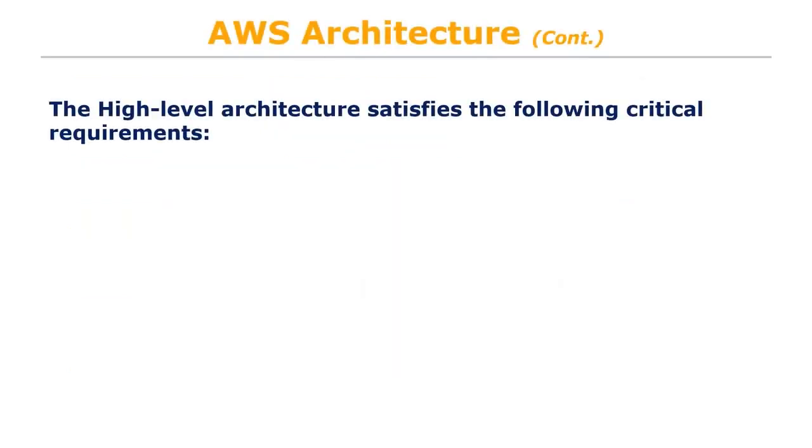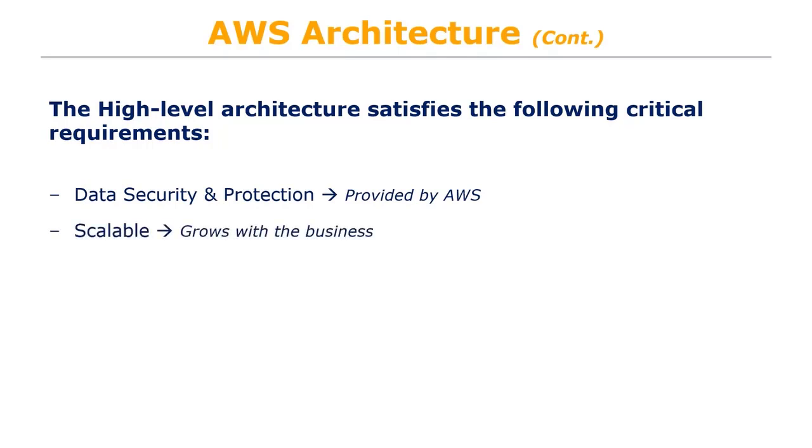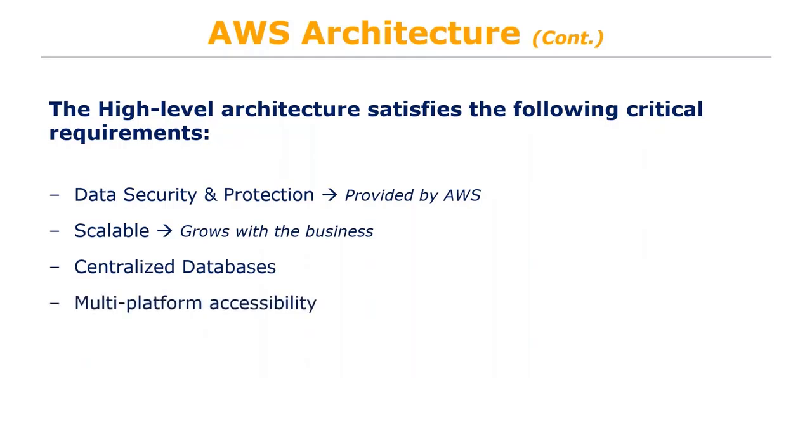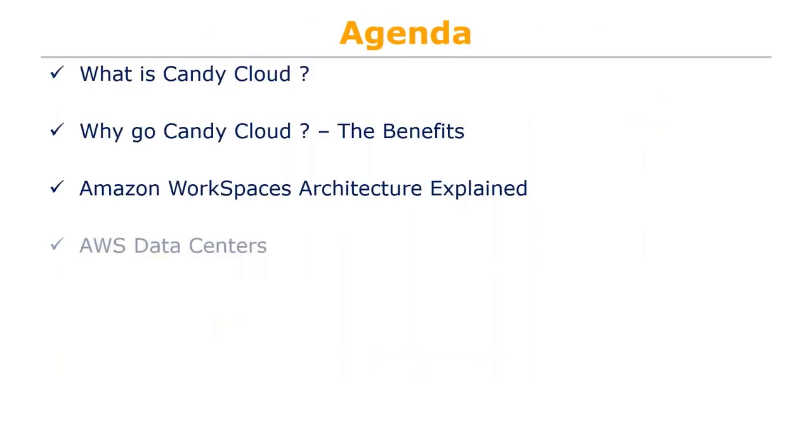The high-level architecture of the Amazon Workspaces satisfies the following critical requirements: data security and protection, which is facilitated by Amazon Workspaces. It is scalable to your needs and it can grow with your business. The centralized database enables all company project data to be stored in the same location. Multi-platform accessibility is facilitated, be it a tablet, phone, or a laptop. And very importantly, the Amazon Data Centers and its infrastructure comply with GDPR regulations. Moving on to the AWS Data Centers worldwide.